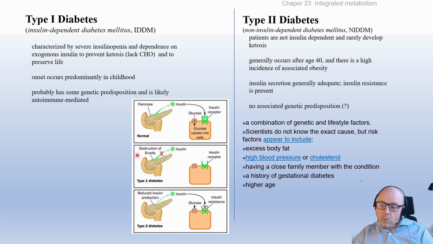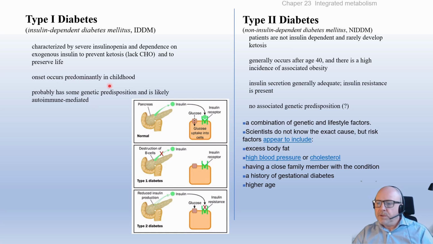In the case of type 1 diabetes, the beta cells of the islets of Langerhans are destroyed early on in the child's life. This, I think, is likely autoimmune mediated and probably has some genetic predisposition, but it's complicated. They don't fully understand it, or it's a multifactorial combination of things that set this off.